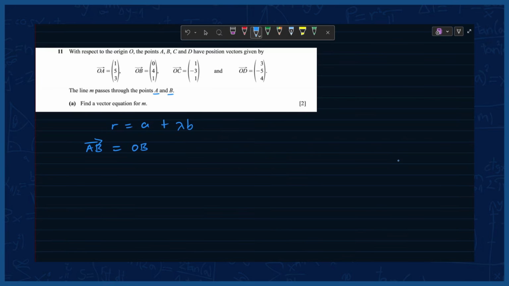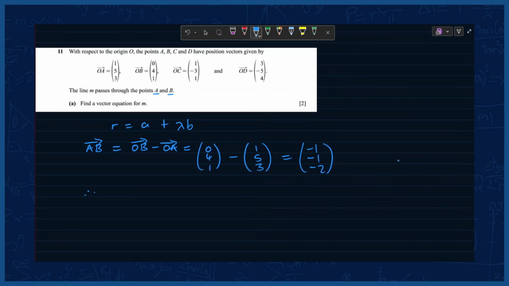That's going to be OB minus OA. So OB is (0, 4, 1) minus our OA, which is (1, 5, 3). And so that's 0 minus 1, which is minus 1, 4 minus 5, which is minus 1, 1 minus 3, which is minus 2. So our direction is (-1, -1, -2).